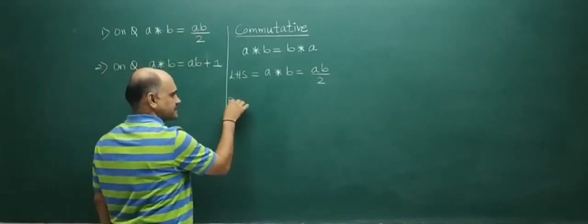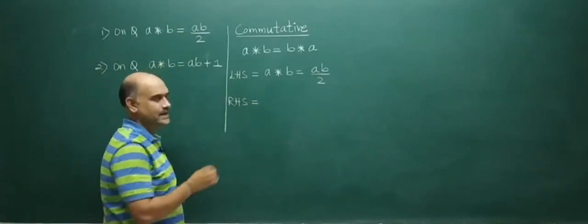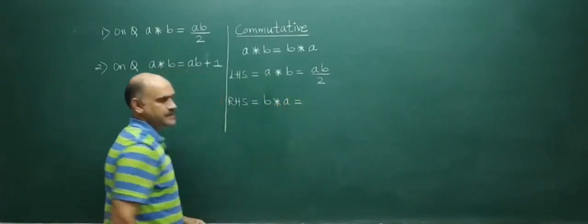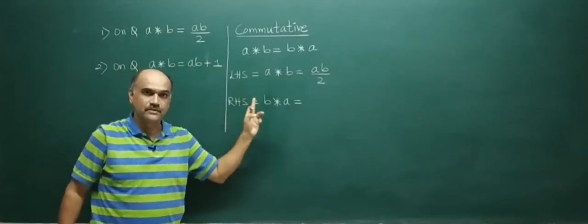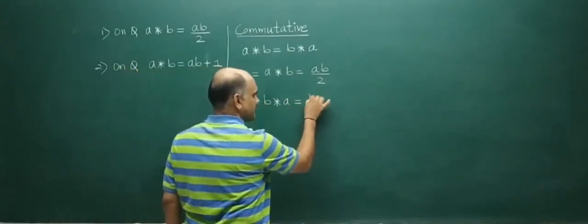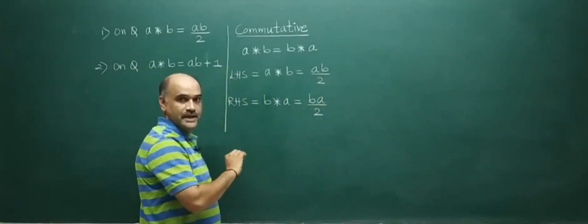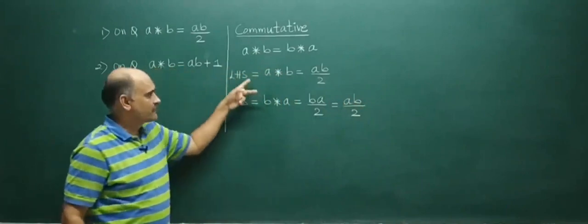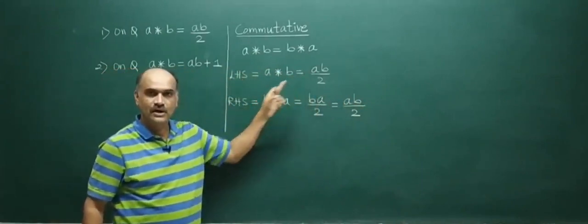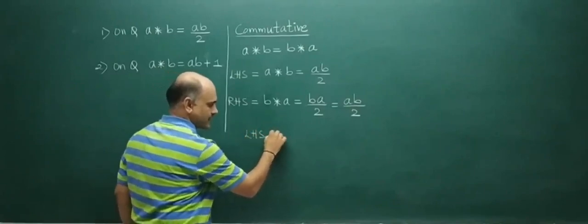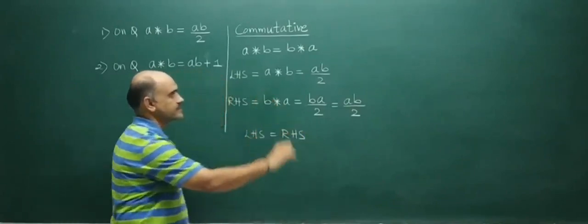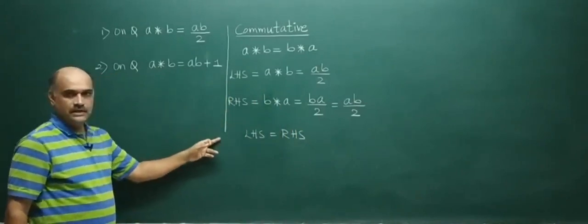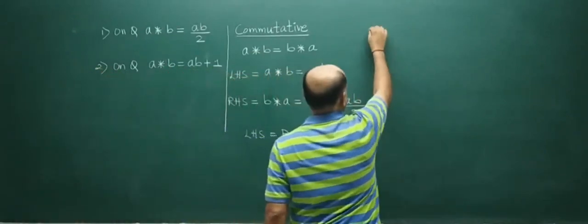If I take RHS, B star A, by definition, A star B is AB by 2, so B star A will be BA by 2. But A into B is equal to B into A, so again this is AB by 2. If you observe these two, LHS is equal to RHS, therefore the given function is commutative. Clear? Second, if I take associative.